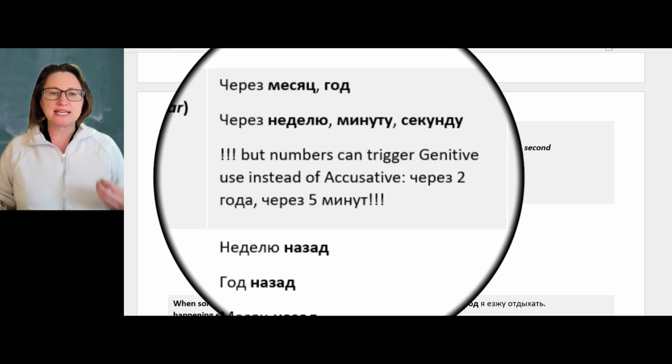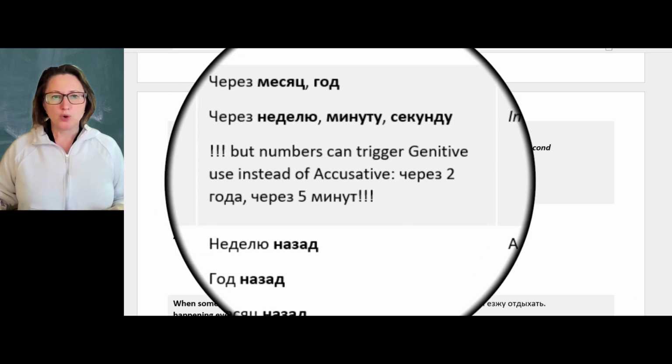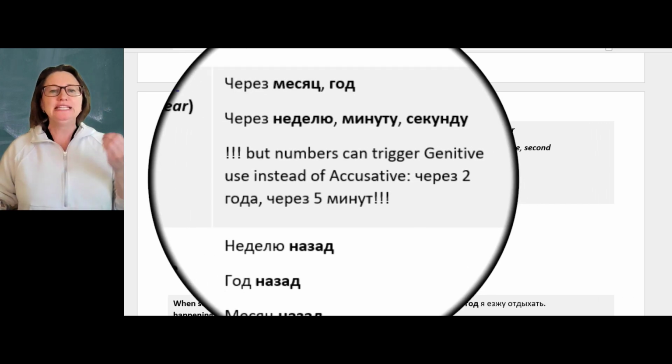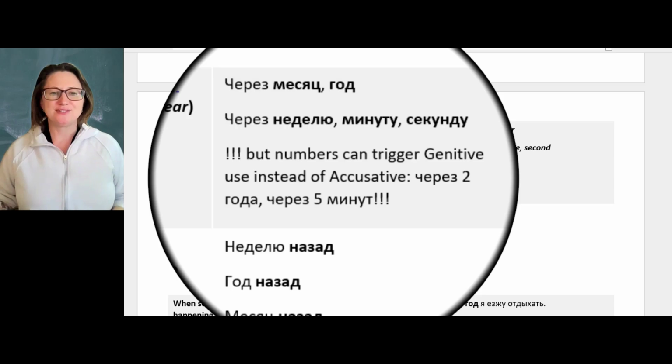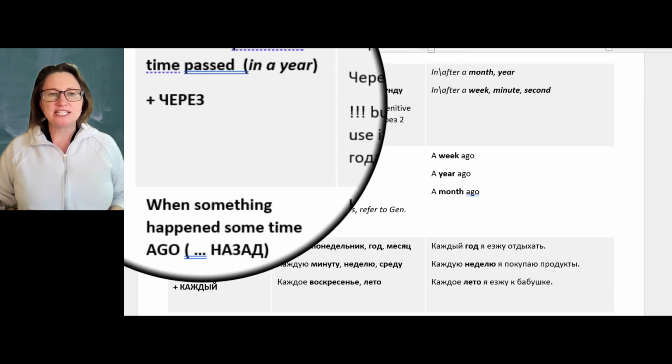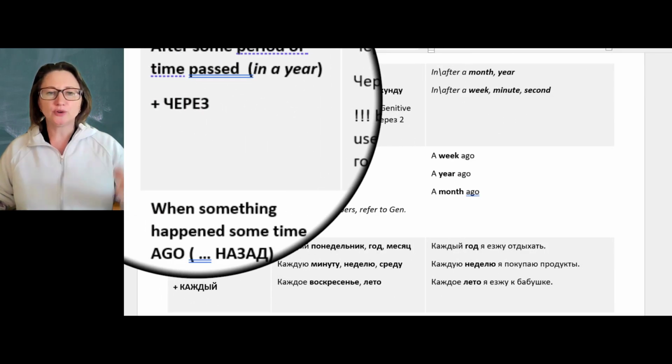So if you want to say in 2 months, 2 will trigger genitive singular. So it will be через 2 месяца. If you want to say in 5 minutes, 5 requires genitive plural. So that will be через 5 минут. Oh, I actually have examples here. So in 2 years will be через 2 года. In 5 minutes will be через 5 минут. So genitive overrules. So через means in or after.